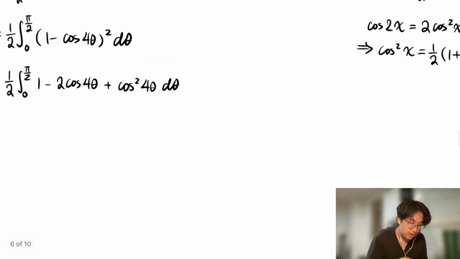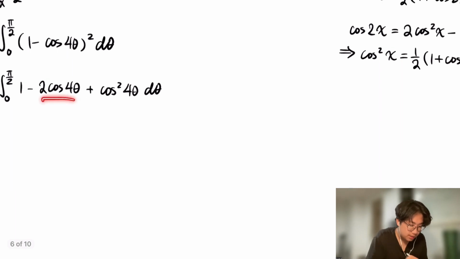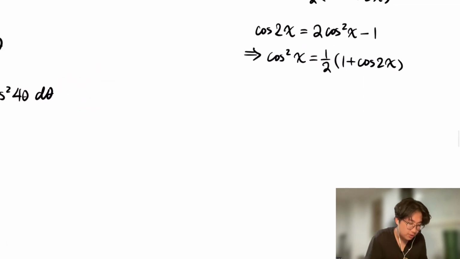Anyways, from here, our goal is to convert these two, or no, sorry, this right here is fine. We can integrate that normally, but this right here we want to change. So we have cos squared theta. You can do a substitution if you really need, but you can think of x as equal to 4 theta.